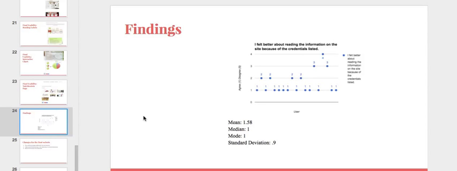So I found that when I asked the user if they felt better about reading the information on the site because the credentials were listed, the median was 1. So people admitted that this helped them. They felt more safe reading the information, so that was great.